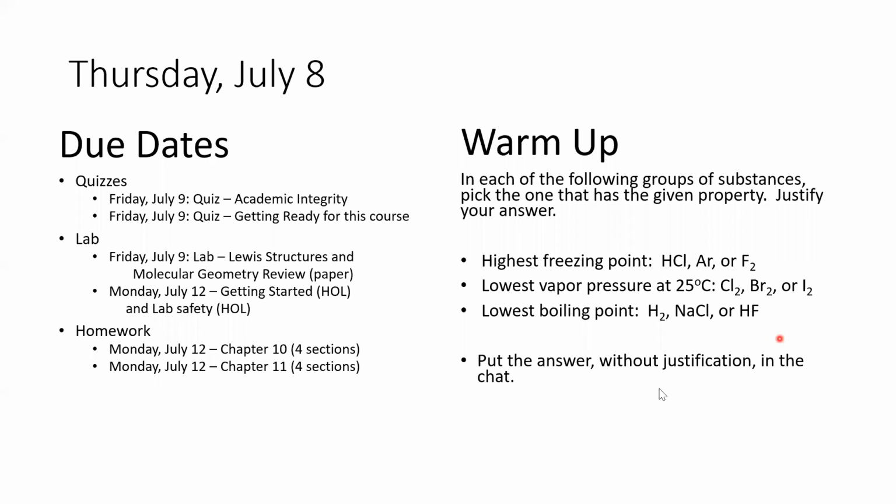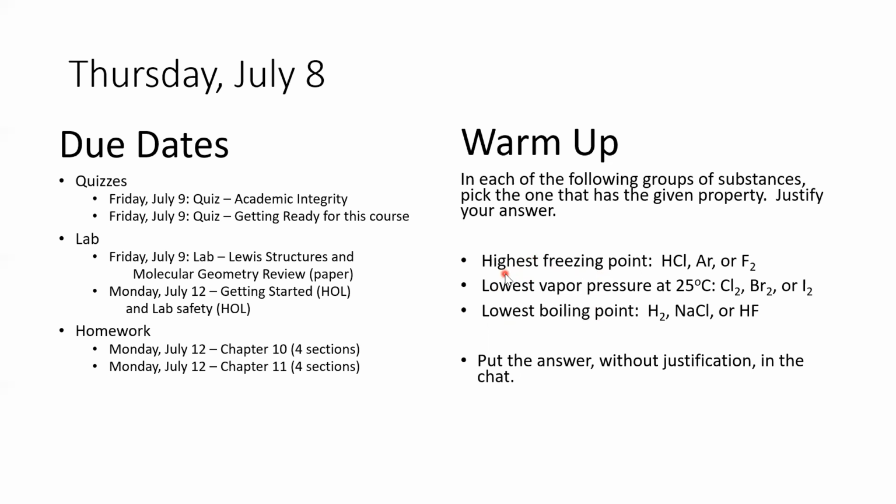So if we can draw a Lewis structure for a molecule, we can then decide whether that molecule is polar or nonpolar. And that'll help us to decide the type of intermolecular forces that'll hold those molecules together. And then based on the strength of that intermolecular force, we can rank things based on their physical properties, like freezing point and vapor pressure and boiling point, things that we can use to describe matter.